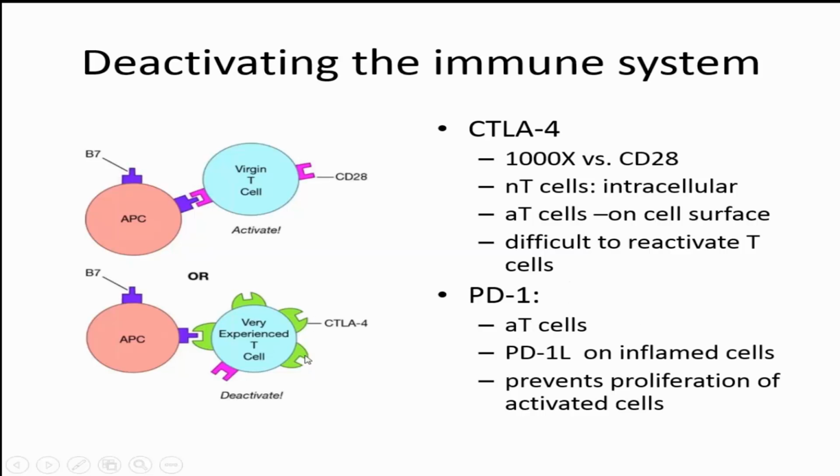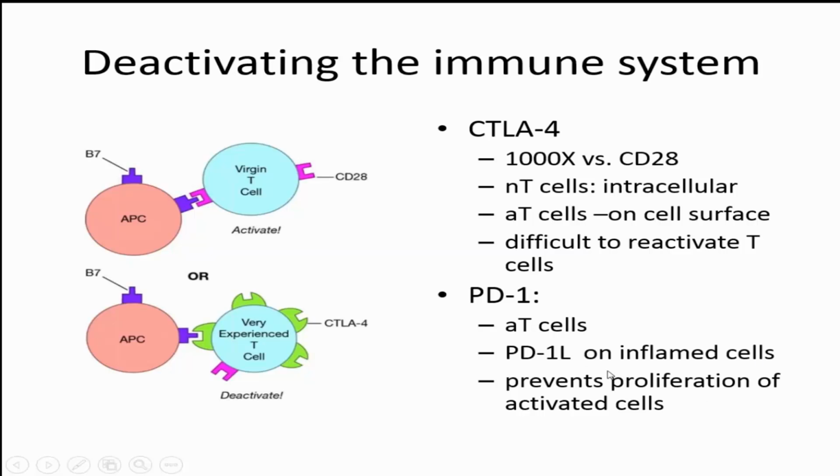PD-1, or programmed death one, and what it means is it's in the tissue. So CTLA-4 is more in the secondary lymphoid organs, where they have to reactivate T cells. On the other hand, there are activated T cells in the tissue, and they can keep killing unless they themselves are stopped. So how does that happen? On the inflamed cells, there are these tissue cells that express something called PD-1 ligand. And that binds to the PD-1 that's expressed on the activated T cells, and that helps to prevent proliferation of the activated T cells. That's how the T cells in the tissue are deactivated.